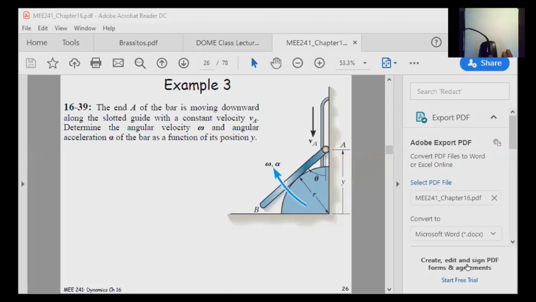Does anyone have a question regarding any of the stuff that we have been discussing on kinematics? If you have any questions or comments, feel free to let me know.